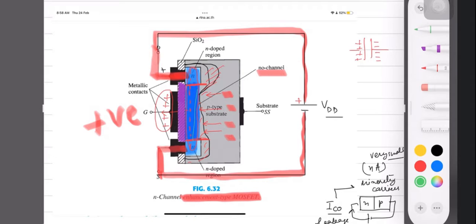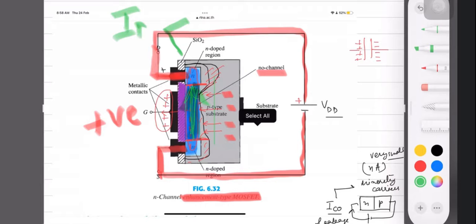इलेक्ट्रॉन्स कैसे फ्लो करेंगे? इस साइड को, towards this side, ऐसे जाएंगे ना इलेक्ट्रॉन्स, इस साइड. So current is like this one, right?